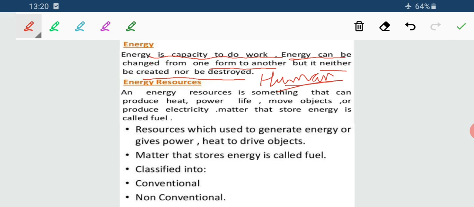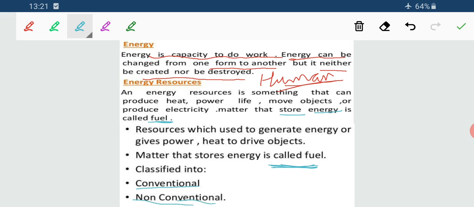So an energy resource is something that can produce heat, power, and give life to the objects, and produce electricity. Every matter that stores energy is termed as fuel. Now you have heard about fossil fuels. The energy that we get with the help of that fossil matter, we term it as a fossil fuel. The matter that stores energy is called fuel. Now there are two types of fuel: conventional and non-conventional.